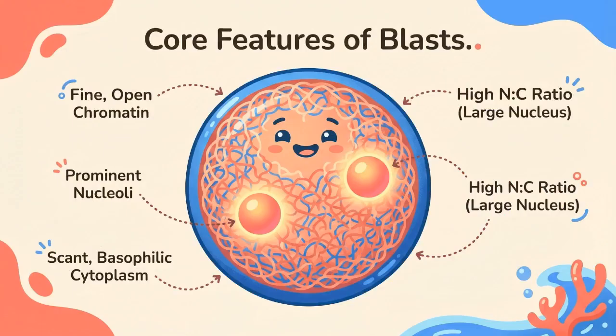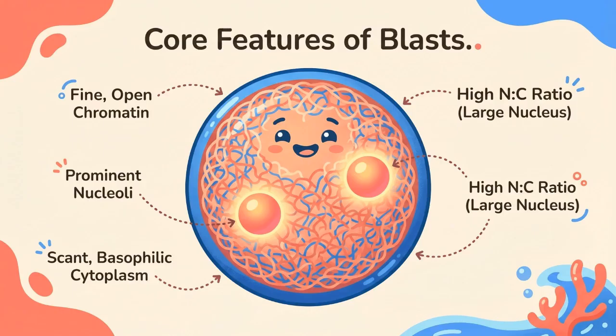These features collectively form a diagnostic triad that distinguishes blasts from more mature cells. Firstly, blasts typically exhibit a high nuclear to cytoplasmic (NC) ratio. This means the nucleus occupies a disproportionately large volume of the cell, with only a scant rim of cytoplasm surrounding it. This high NC ratio is a hallmark of immaturity and rapid proliferation.